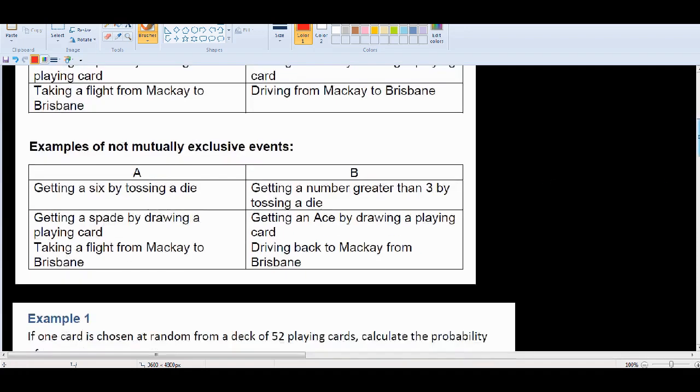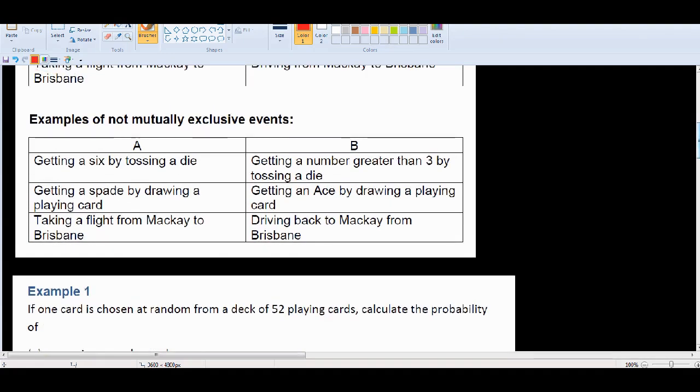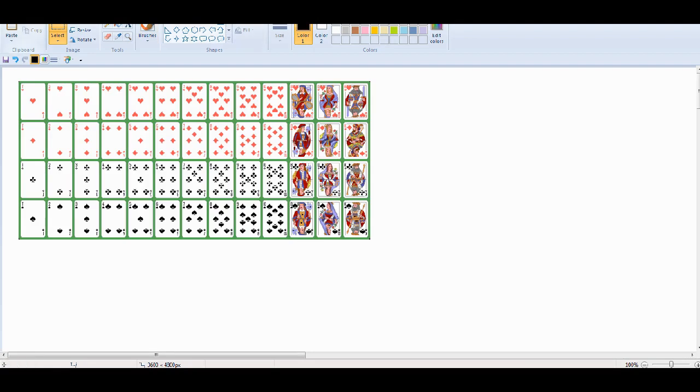And for examples of events that are not mutually exclusive: A getting a 6 by tossing a die, and B getting a number greater than 3. Of course, getting a number greater than 3 includes 6, so A and B are not mutually exclusive. Another: getting a spade by drawing a playing card, and getting an ace. Because there's one card we call the spade ace, right? Where's the spade ace? It means this one.